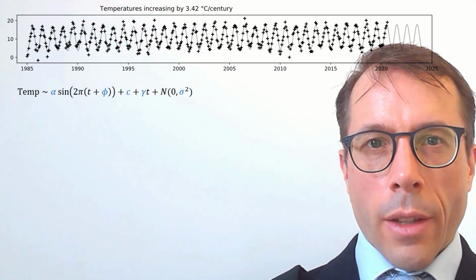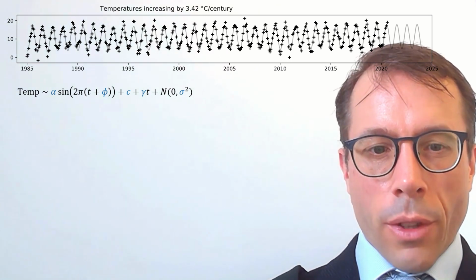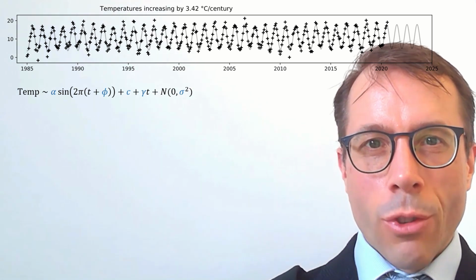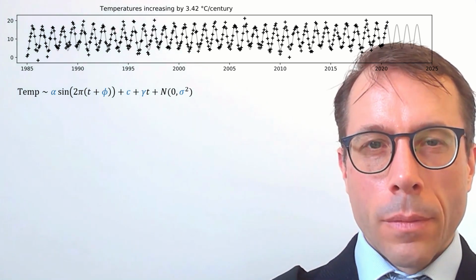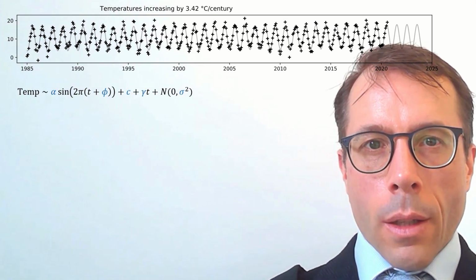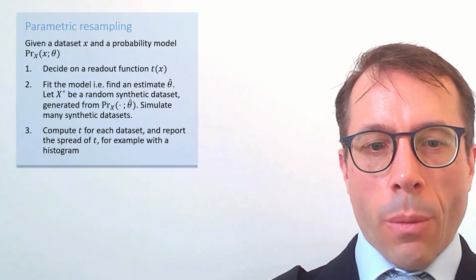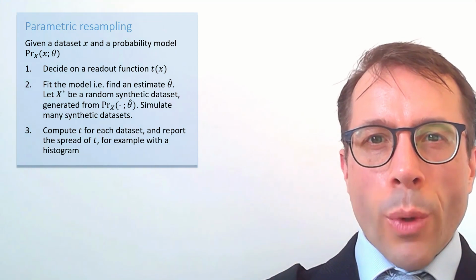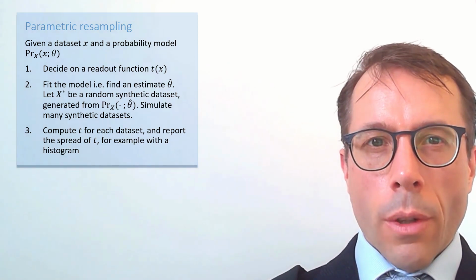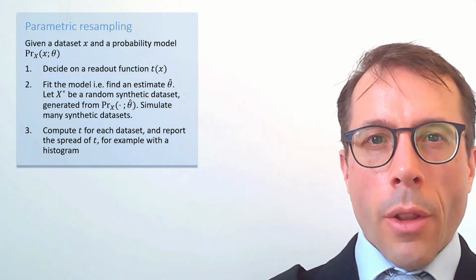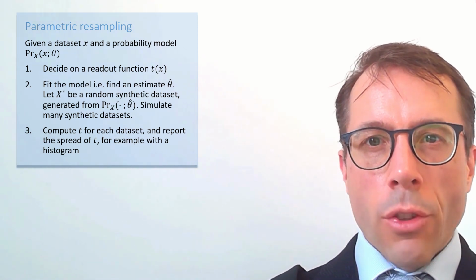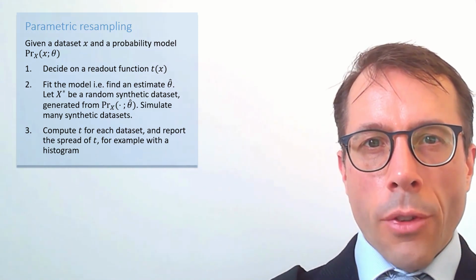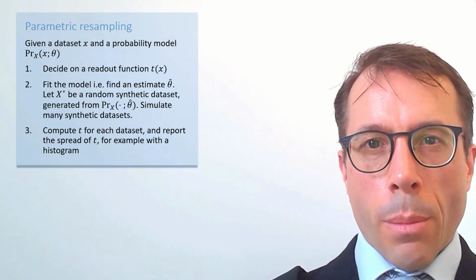Once we've stated a model like this, it's easy to see how to simulate the multiverse. The model tells us how to generate new values. Let's write it out more formally. Before simulating, actually, let's decide on a readout function, the thing we want to measure. In this climate example, the readout we're after is estimated rate of temperature increase, in other words, the maximum likelihood estimate for one of the parameters of our model.